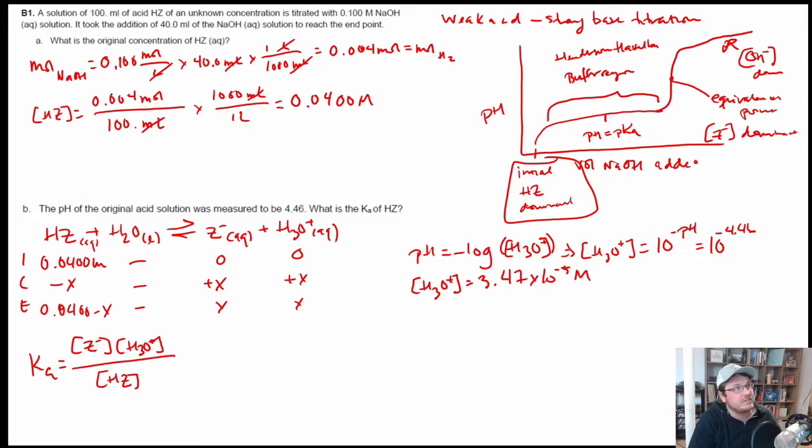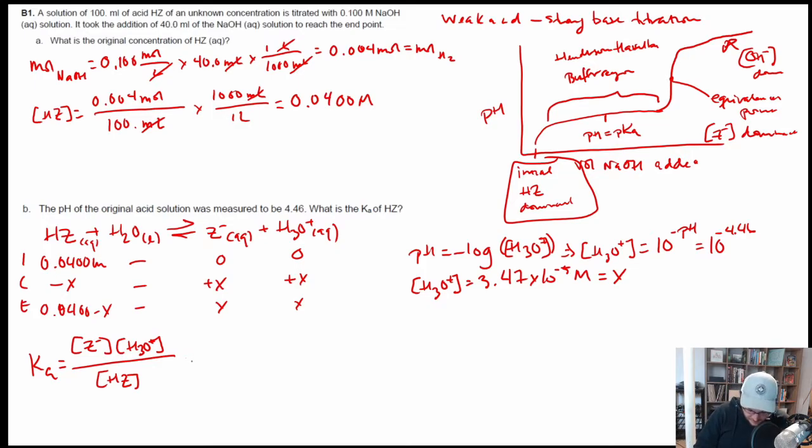So that's the concentration of H3O+ that we have in solution, starting off. And we know, based off of our ICE table, that that's going to be equal to X in this case. So if we know that that's equal to X, we can just plug that into all of our different values, and then we can calculate what Ka is.